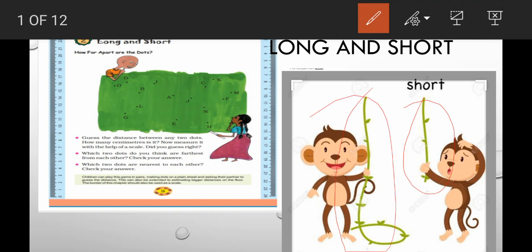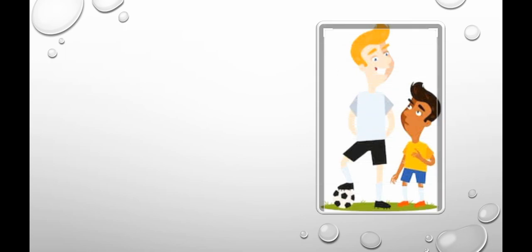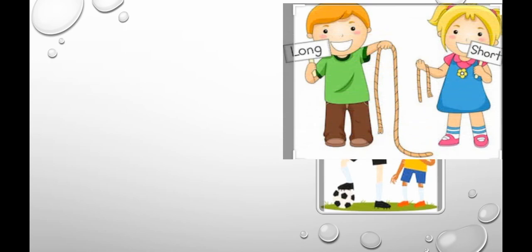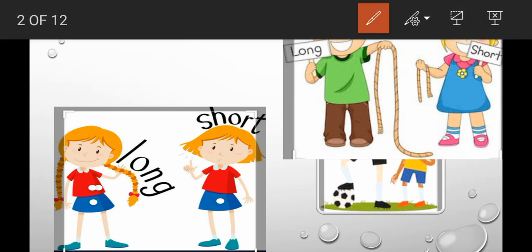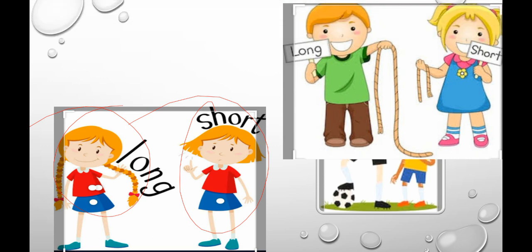So this chapter is about measurements, measurement of length. Next you can see one tall man, one short man. One boy is having a long rope, the other girl is having a short rope. Now in this you can see one girl with long hair, the other girl with short hair. So here we see the measurements of length. How do you know one is longer and the other one is shorter? We will measure using scale, tape, etc.